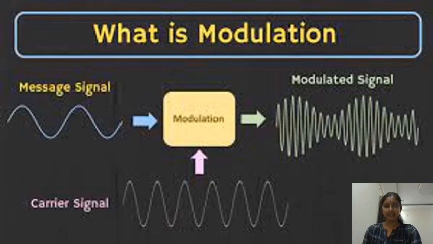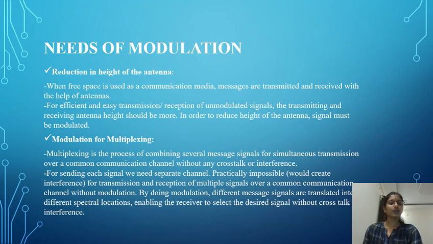Then next, what are the needs of modulation? So reduction in height of the antenna, modulation for multiplexing. Reduction in height of the antenna: when free space is used as a communication media, messages are transmitted and received with the help of antennas. For efficient and easy transmission and reception of unmodulated signal, the transmitting and receiving antenna height should be more. In order to reduce height of the antenna, signal must be modulated.